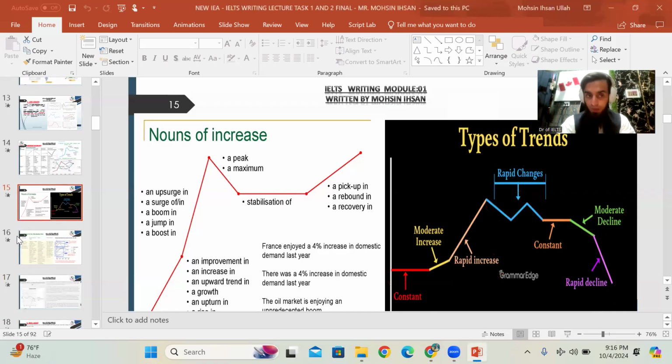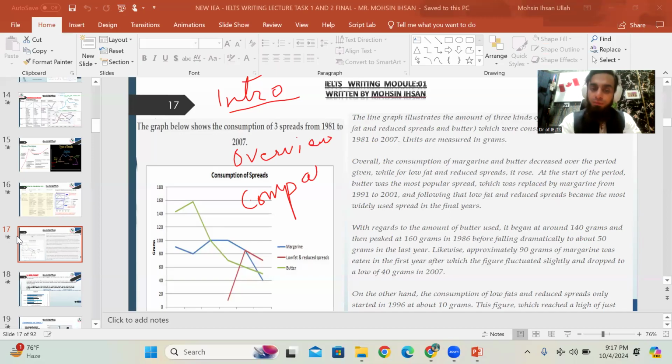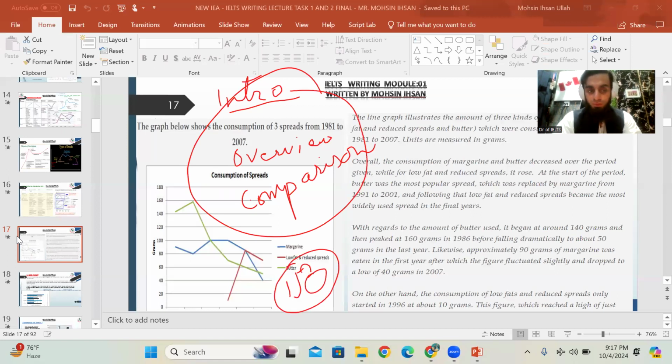These were just the vocabulary of the line graph. Now time comes to how to describe it. In each diagram, we have a simple strategy. Like in an essay, you have a strategy of introduction, then body one, two, and conclusion. In description of a chart, you have a strategy of 3 paragraphs. Number one is called introduction, intro. Number two is called overview. Number three is called comparison. Within all of these together, you have to complete roundabout 150 words, 170 words.